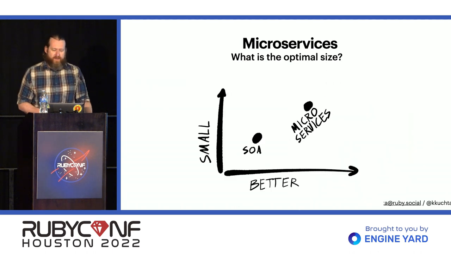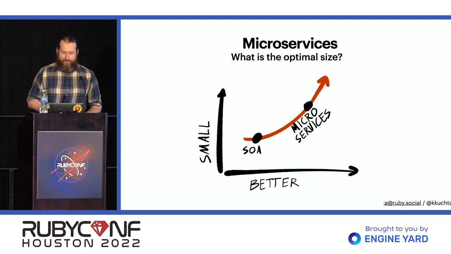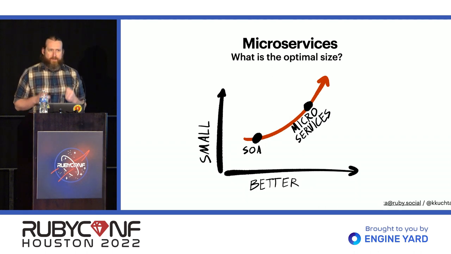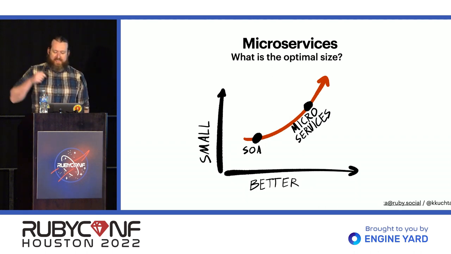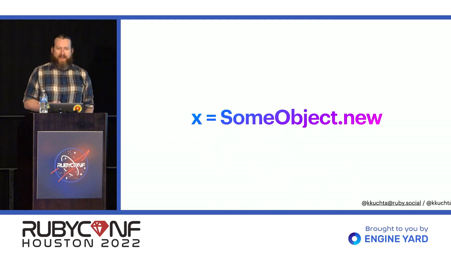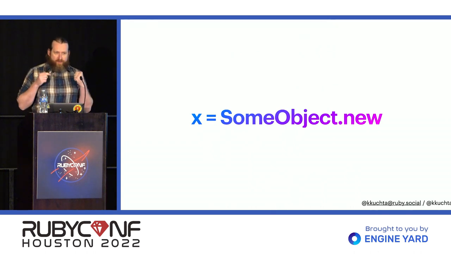If regular service-oriented architecture is good and microservices are better, well, any fool can draw a line between two points, and I am such a fool. So I assert that the optimal size for a microservice in Ruby is the single object. If you've got an object anywhere in Ruby, it should run on a remote machine.